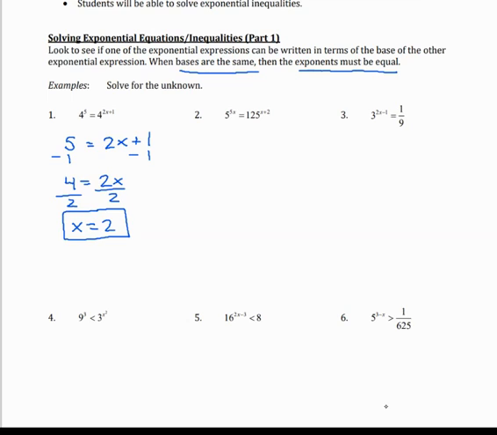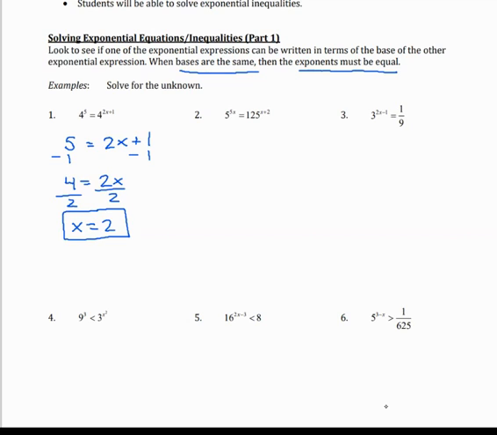Okay, but what happens if those bases are not the same? Like in 2 and 3 and 4, 5, and 6. We need to try to make them the same. So again, these are part of the non-calculator parts because although the bases aren't the same, we can rewrite them to be the same. So if we look here, we have a 3 as a base on the left-hand side on number 3. On the right, we have 1/9. My goal is to write one of these bases as either 3 or as a 9.